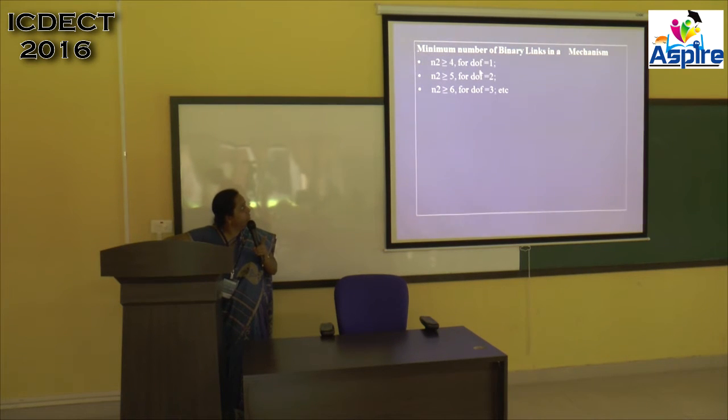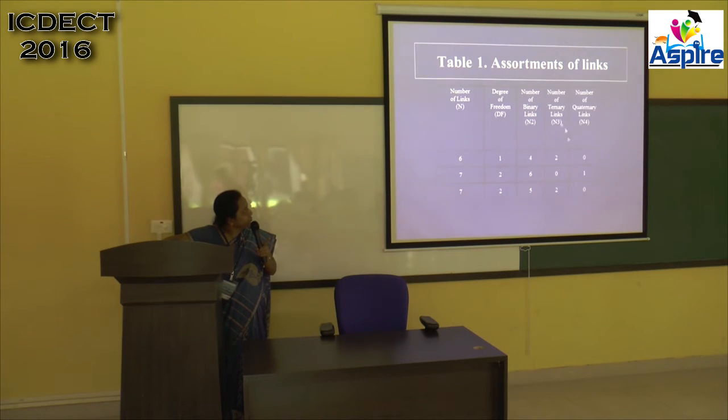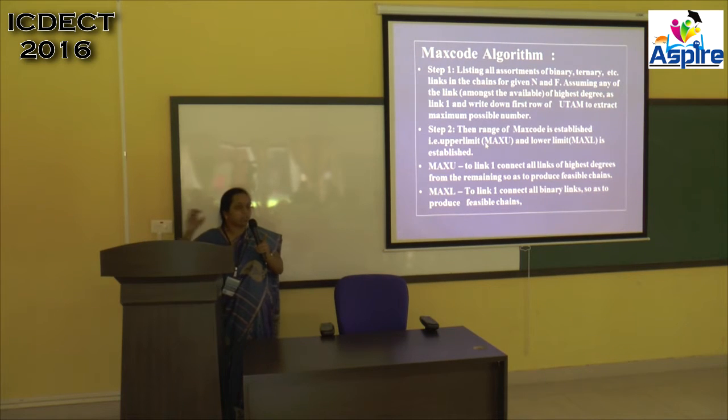And there is a constraint for degree of freedom also. Okay. If the degree of freedom is 1, the number of binary links will be greater than 2. Minimum will be 4. Then there is the question of how many binary links we should have. That is the assortment of the links. This is one aspect of the max code algorithm.